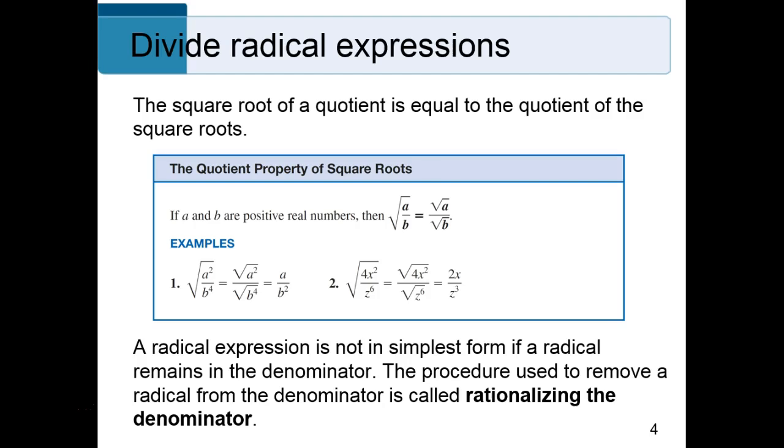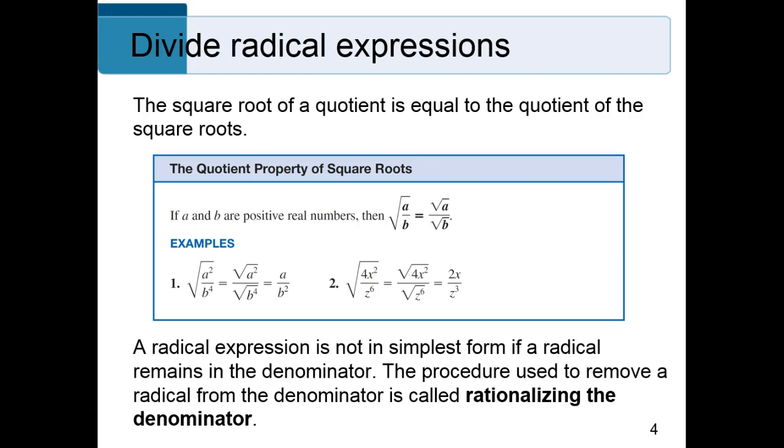Okay. Now, that leads to this, the quotient property of square roots, which says the same thing as that first sentence did. If A and B are positive real numbers, that's the only thing you can take square roots of, then the square root of A divided by B is the same as the square root of A divided by the square root of B. The square root of a quotient is equal to the quotient of the square roots. Okay. It goes the other way, too. So you can do that as well. Here are some examples, okay?